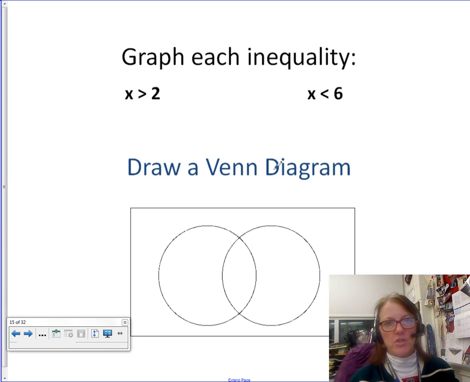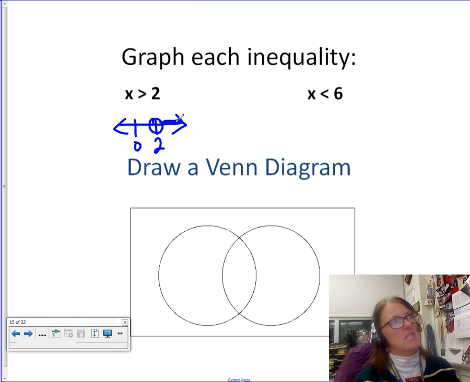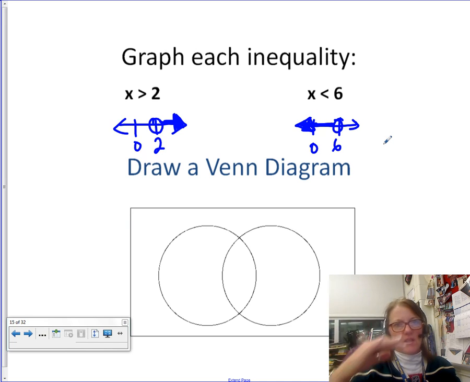Okay, we've spent this whole chapter thinking about solutions and graphing inequalities. So let's take a look at these two specifically. X is greater than 2. Here's 0, here's 2, open circle, shade to the right. And X is less than 6. This one would look like this. Here's 6, here's 0, open circle, shade to the left. There we go. Okay. What if I said, let's visualize this using a Venn diagram?